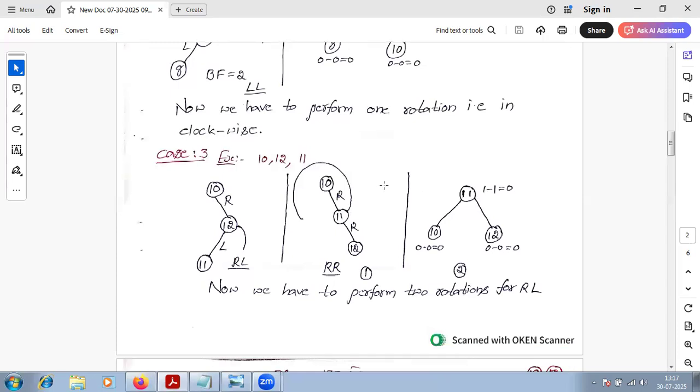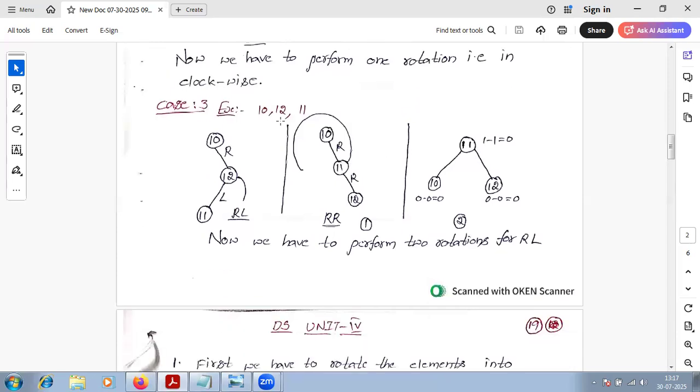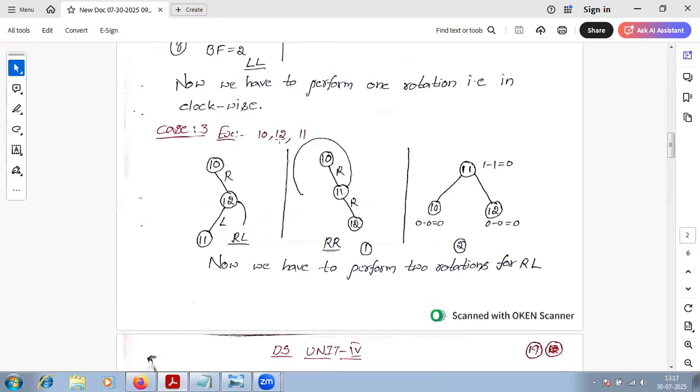Next, coming to the third case. Here we have 3 elements: 10, 12, and 11. Take the first element as the root element. The second element is greater than the root element, so place it to the right side.